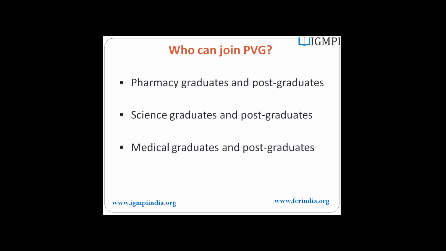So you can see pharmacy graduates and postgraduates can join pharmacovigilance. Life science graduates, and of course medical graduates and postgraduates, can also join. Life science graduates will find it a bit easier because they have dealt with these things. Science graduates means physics and chemistry as well, but I would suggest life science graduates, like biotechnology and all, would find PVG more close to whatever they have done till date.